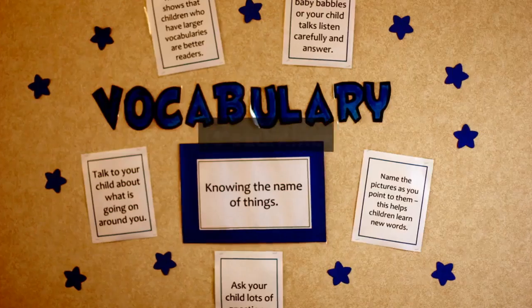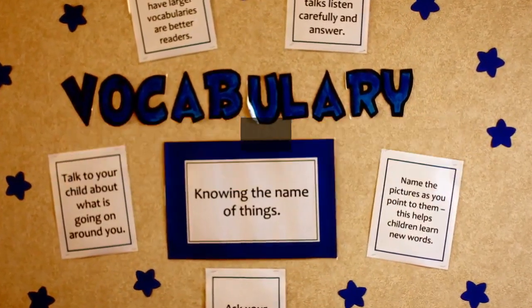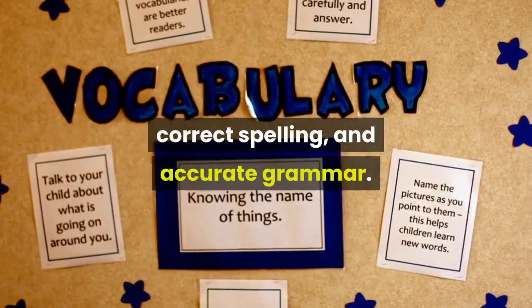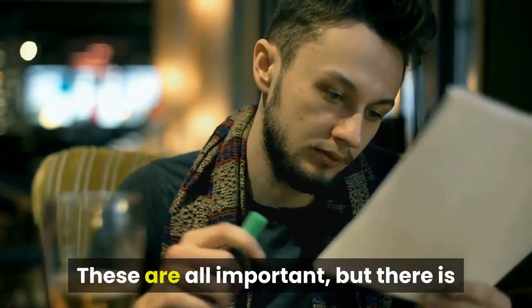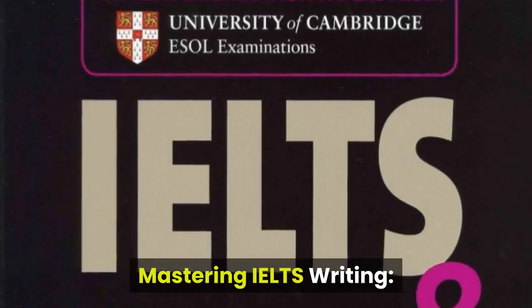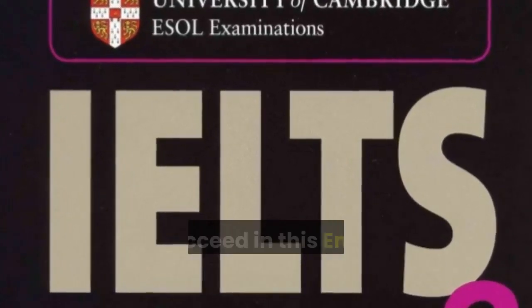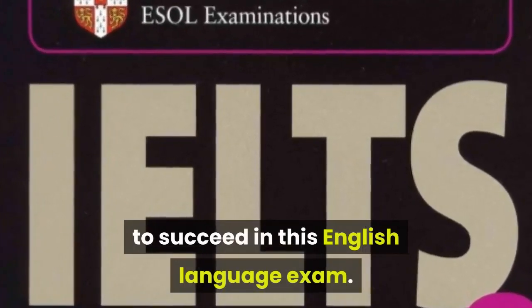You might think that the IELTS examiners only care about a wide range of vocabulary, correct spelling, and accurate grammar. This is wrong. These are all important, but there is so much more you can do to boost your score. Mastering IELTS Writing Task 2 tells you exactly what you need to know to succeed in this English language exam.